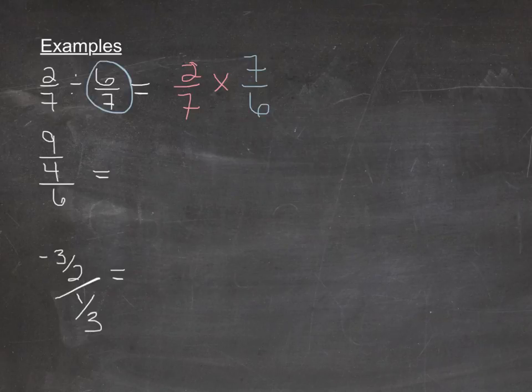So now I cross-cancel if I can. I see that 7 and 7 both have a common factor of 7, so I can get rid of those. They become 1 because I divide them both by 7. And 2 and 6 also have common factors. I can divide them both by 2. So 2 divided by 2 is 1. 6 divided by 2 is 3. So I have 1 over 1, so just 1 times a third, which is 1/3.